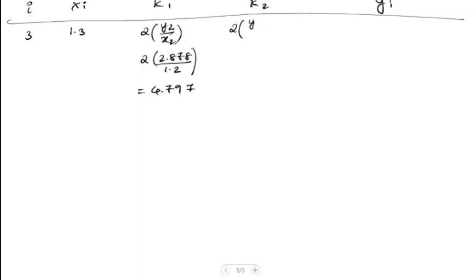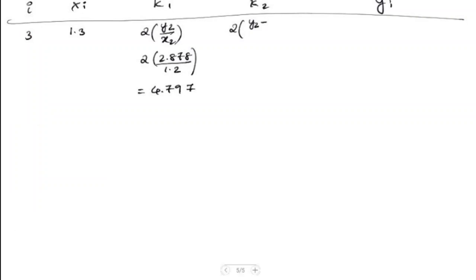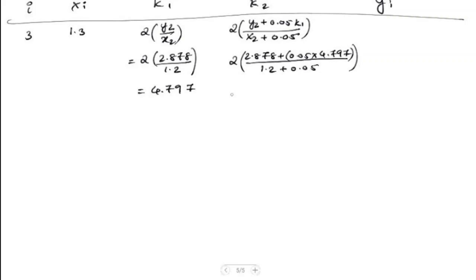For K2 we have 2 times y2. So here let's look at the formula again. So we have yi. So we'll take now y2 plus 0.05 times K1, divided by x2 plus 0.05. So we'll have 2 times y2, which is 2.878, plus 0.05 times K1, which is 4.797, divided by x2, which is 1.2 plus 0.05 here, and that gives us the value 4.989.